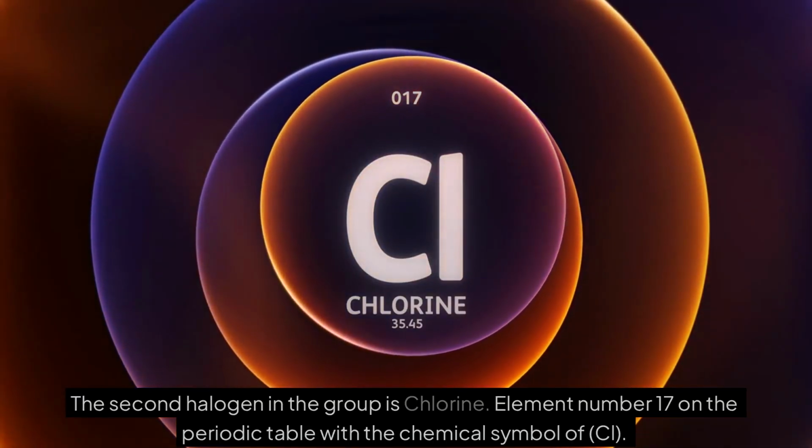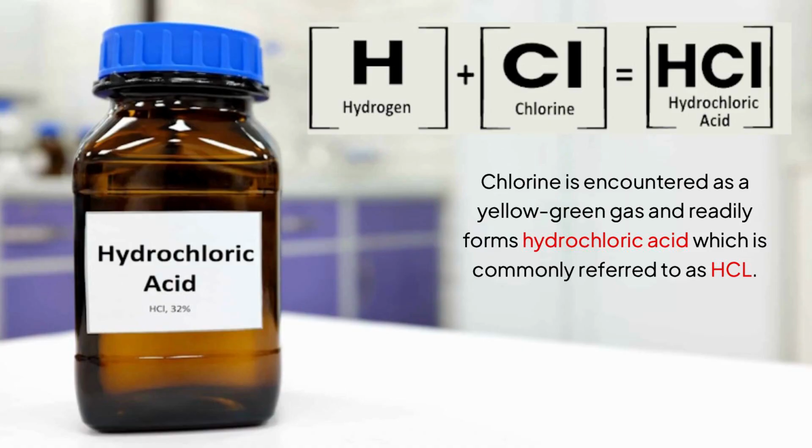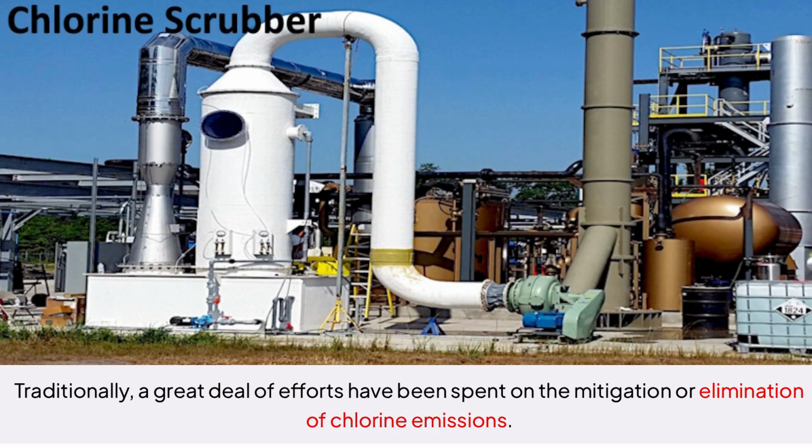Element number 17 on the periodic table with the chemical symbol of Cl. Chlorine is encountered as a yellow-green gas and readily forms hydrochloric acid, which is commonly referred to as HCl. Traditionally, a great deal of effort has been spent on the mitigation or elimination of chlorine emissions.